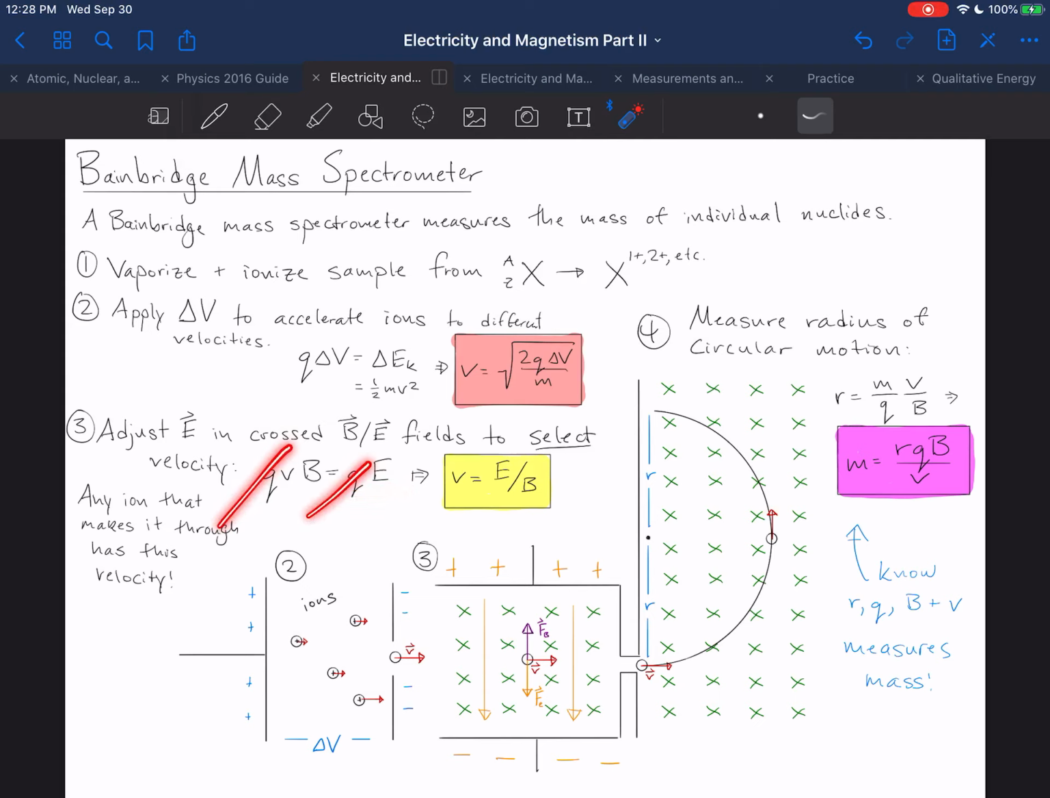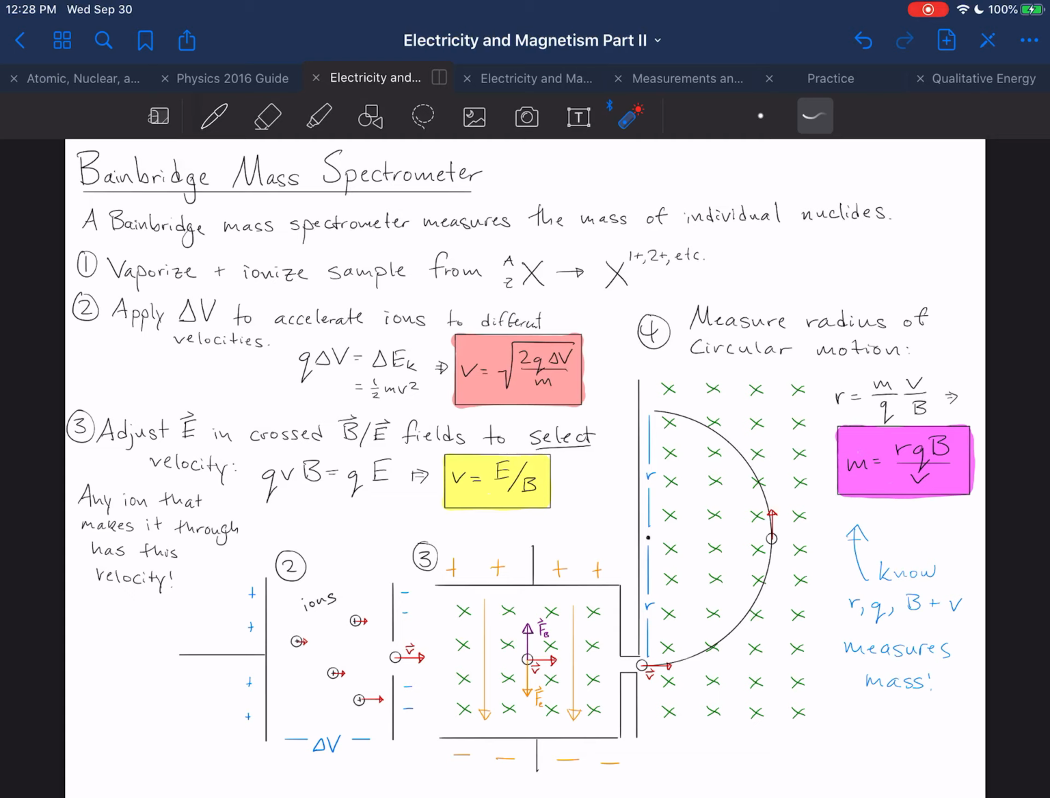The Q's cancel, and what that means is, for any particle that makes it all the way through the velocity selector, we know the velocity. Why? Because we control the electric field and we control the magnetic field. We know what those values are. That gives us the value for the velocity of the particles that come through the velocity selector.